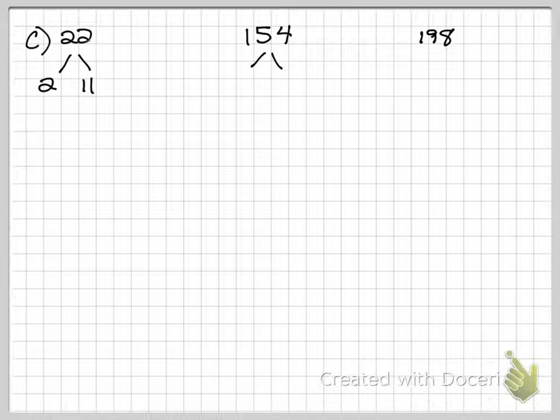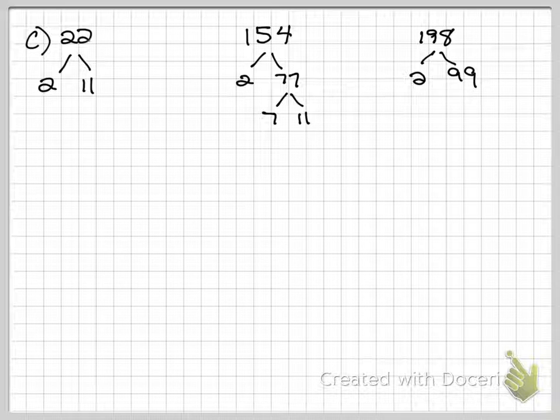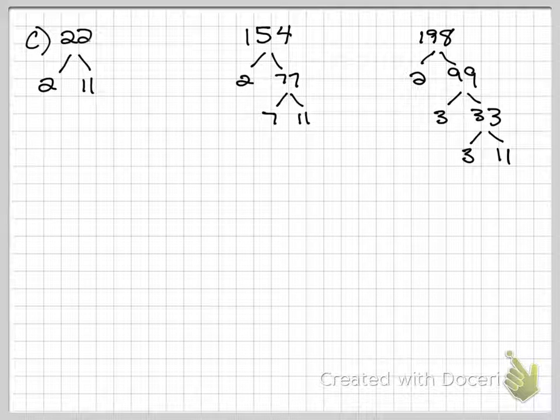For 154, well, 2 times 77 gives me 154. 2 is a prime factor, so I can stop, but 77 can be broken down into 7 times 11. Finally, on this side, I have 198. 2 times 99 gives me 198. 99, factors of that are 3 and 33. And then 33, I can also break down to 3 and 11.